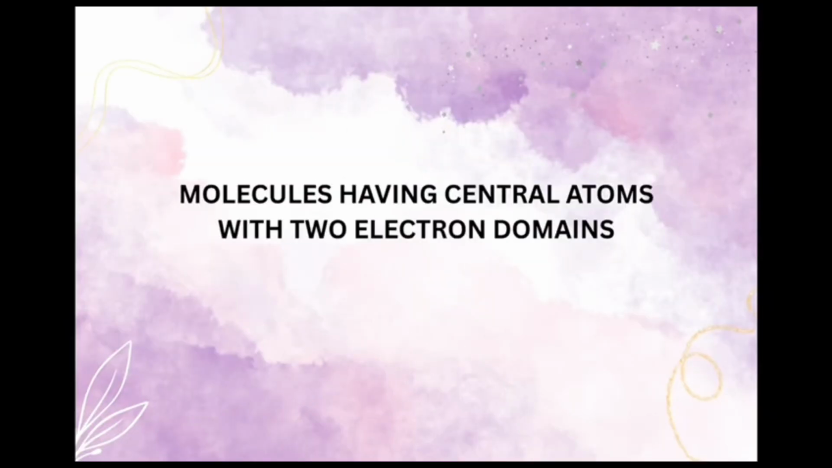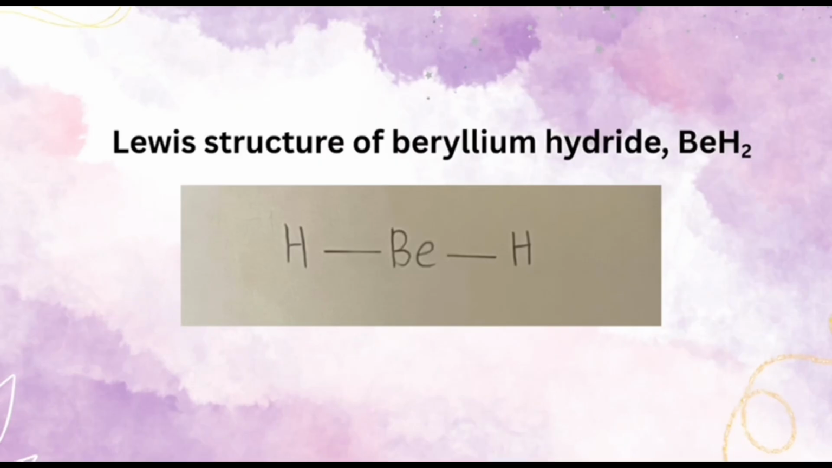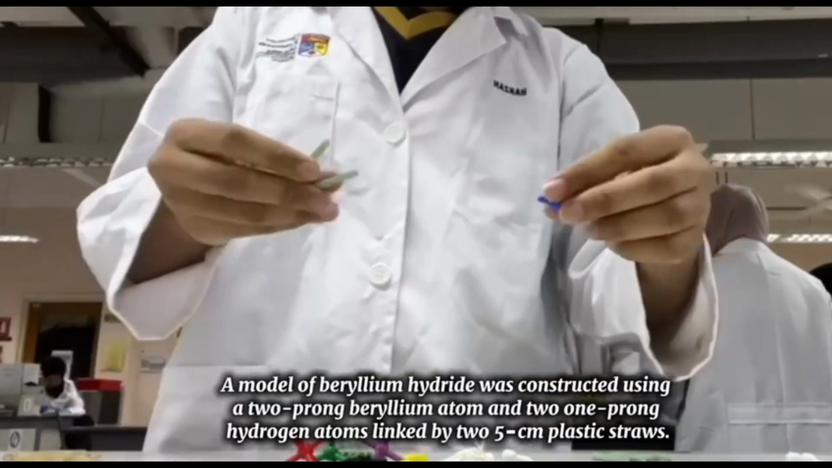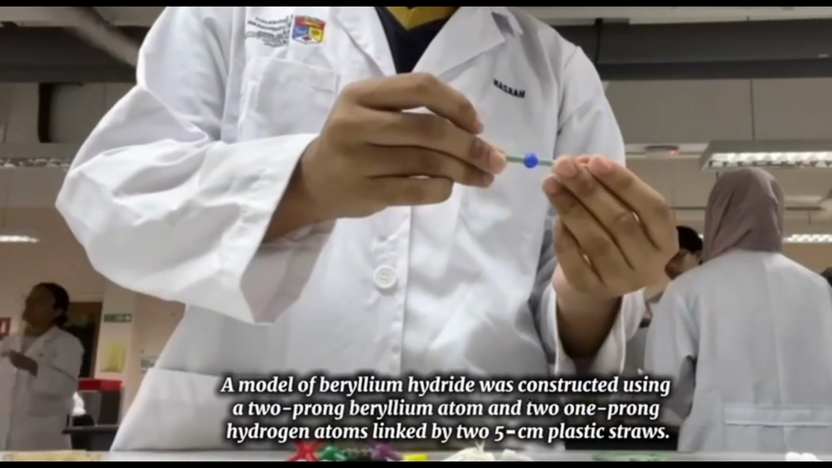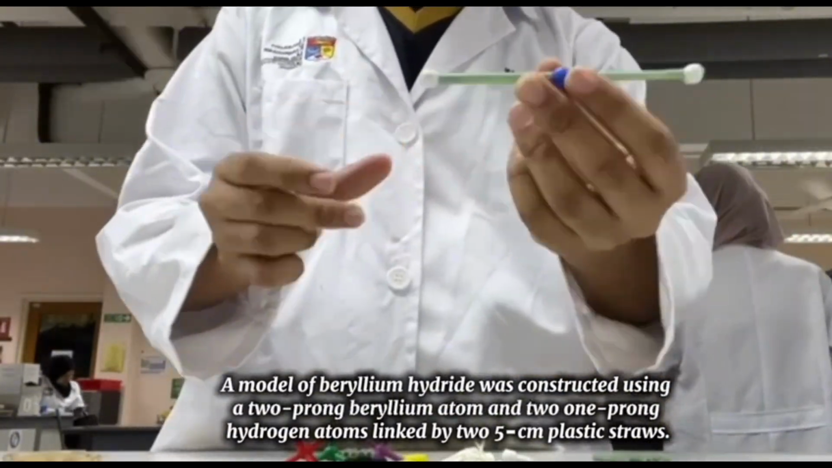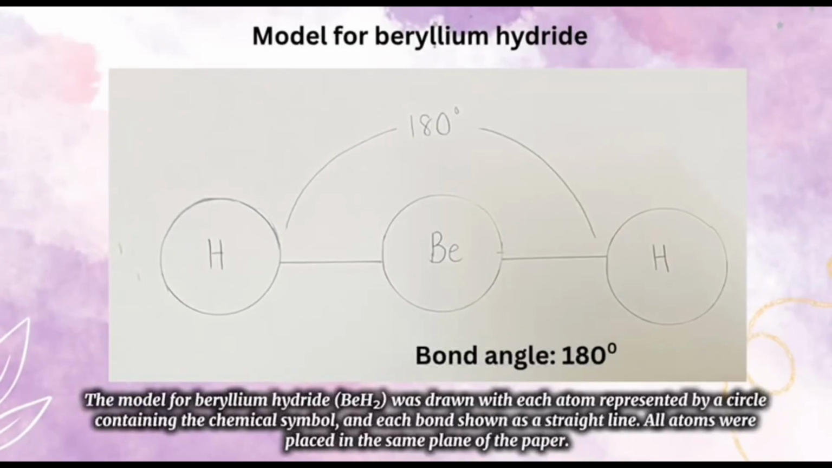Firstly, molecule having central atom with 2 electron domains. The Lewis structure of beryllium hydride was written. A model of beryllium hydride was constructed using a 2-prong beryllium atom and 2 1-prong hydrogen atoms linked by 2 5cm plastic straws. The model for beryllium hydride was drawn with each atom represented by a circle containing the chemical symbol and each bond shown as a straight line. All atoms were placed in the same plane of the paper.